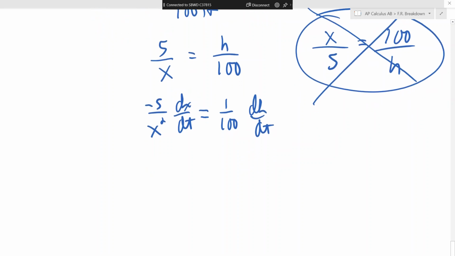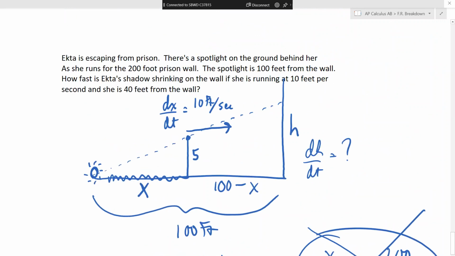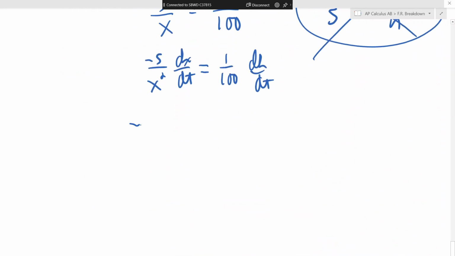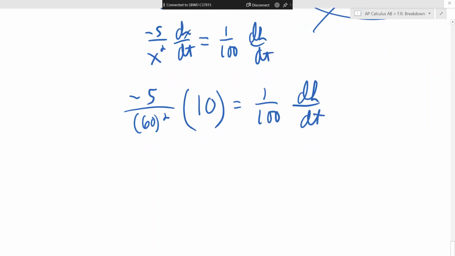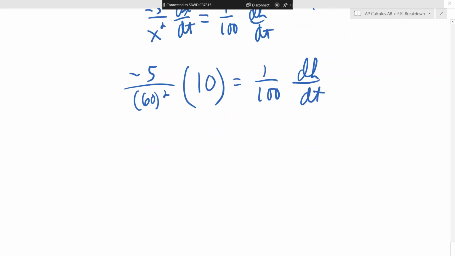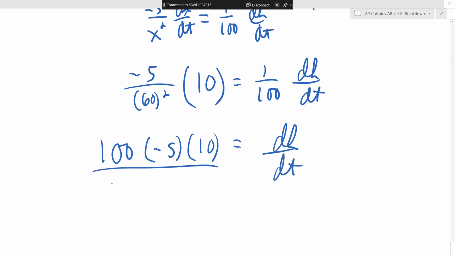Then we're going to plug in all the stuff we know. Again, she was, I forget, 40 feet from the wall? Yeah. So x is 60. So negative 5 over 60 squared, dx/dt, she's running at 10 feet per second. And that equals 1 over 100 dH/dt. Okay? And to solve that, all we're going to do is multiply both sides by 100. So we're going to have 100, a negative 5, and a 10. You can multiply that all out if you want to, but I'd rather simplify with the denominator. The bottom is going to be a 60 times a 60.